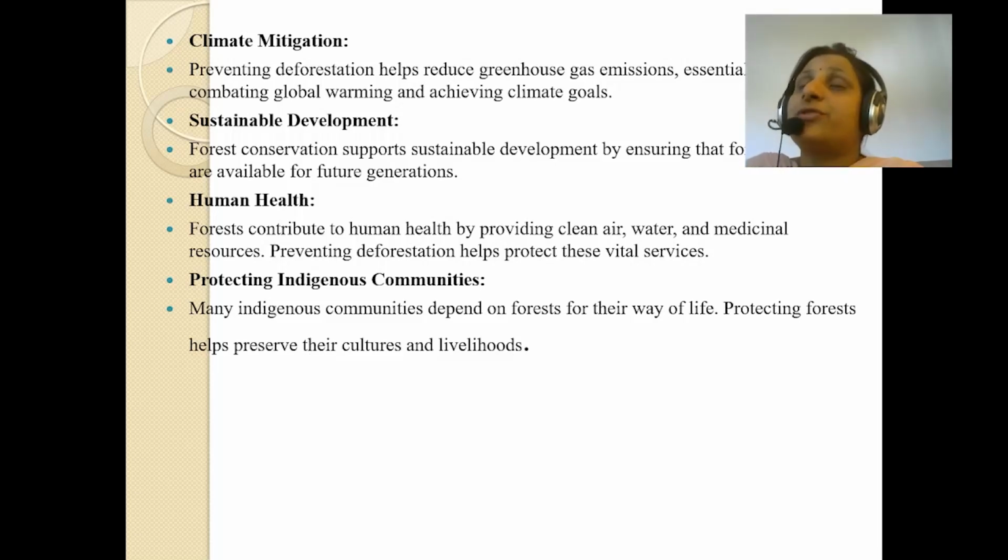Forests contribute to human health by providing clean air, water, and medicinal resources. Preventing deforestation helps protect these vital services. No one can survive without water, air, and medicinal resources. Everyone requires these, so if you want all these resources, it's very necessary that we protect the forest. Many indigenous communities depend on forests for their way of life. Protecting forests helps preserve their cultures and livelihoods.